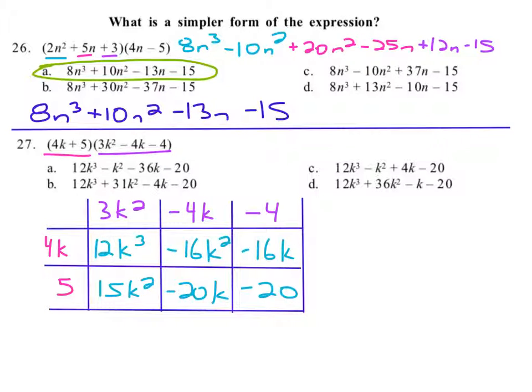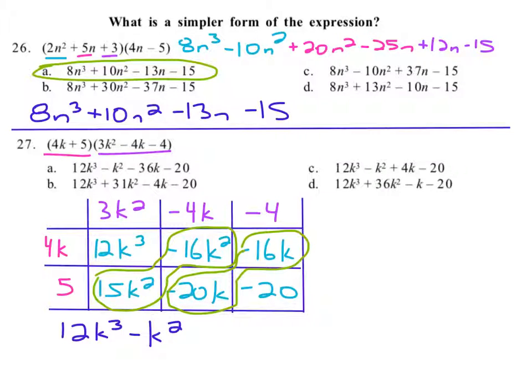And then what we're looking for is what can we combine? You'll notice that these two terms here are both k squared terms, and they can be combined. And these two terms here are k terms, and they can be combined. So let's write out what you get as a result. Well, first we've got the k cubed term that doesn't get combined with anything else. So we've got 12k cubed. Now the k squared terms combined, 15 minus 16 is negative 1, or we just put negative k squared.